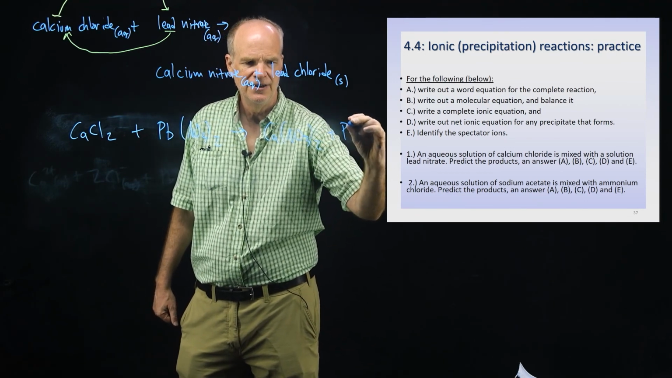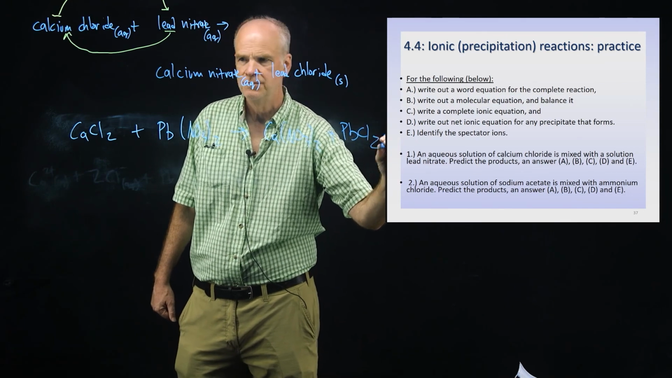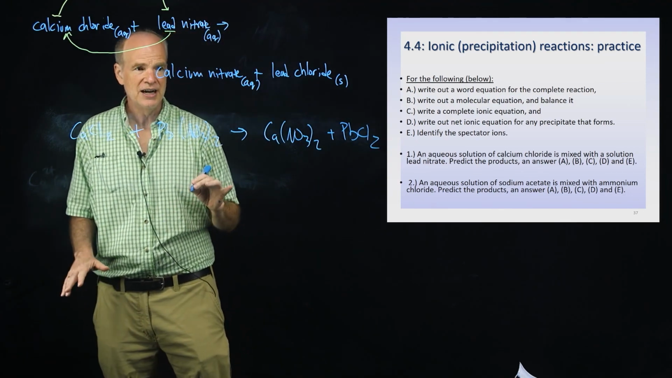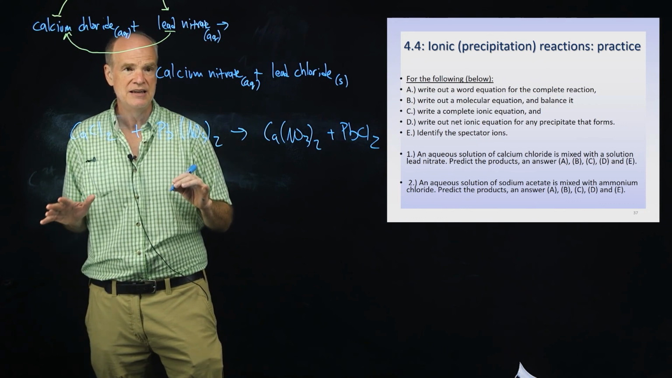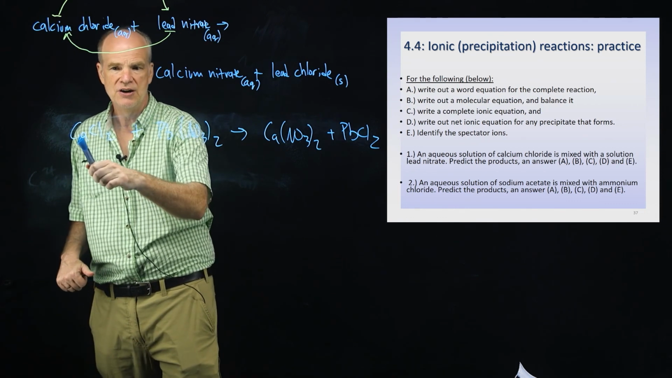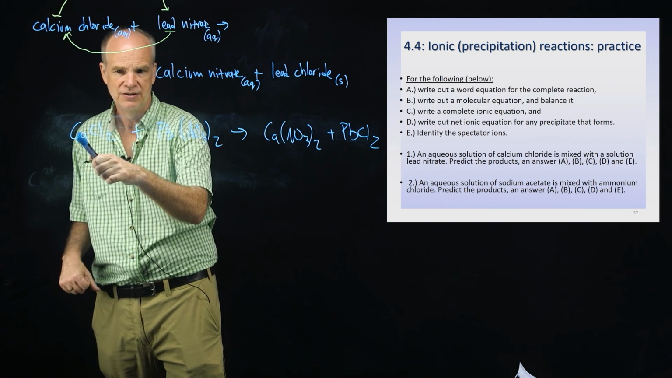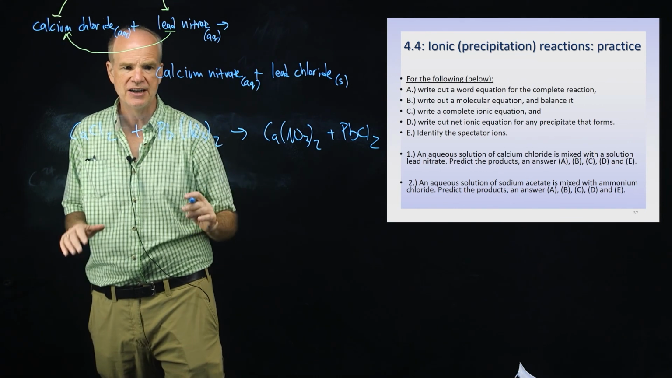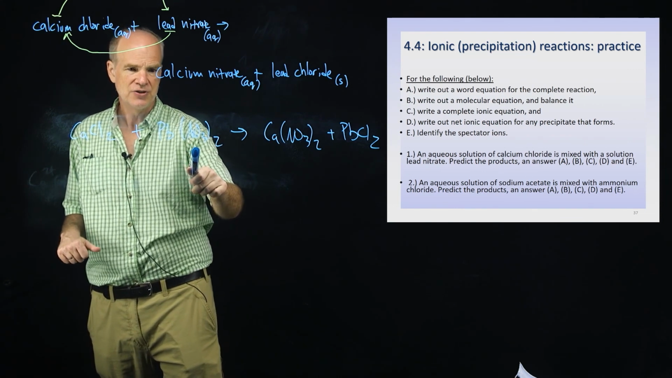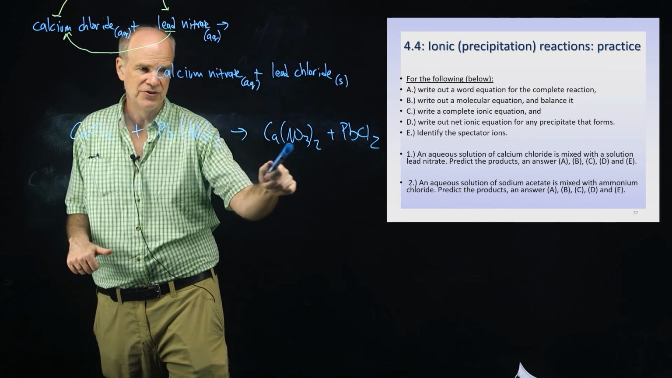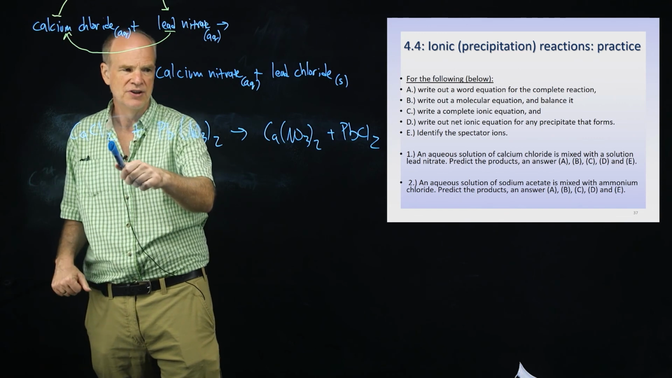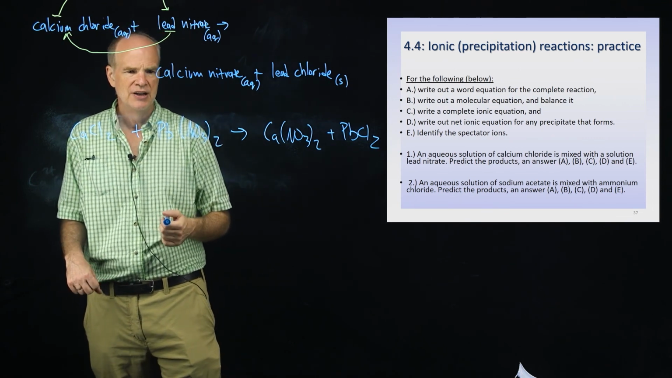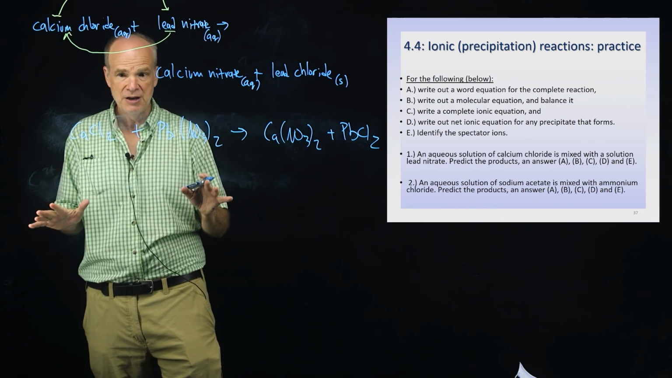plus lead chloride. Okay, so one thing I definitely want to do is just to make sure that this equation is balanced before I go any further. So here I have one calcium on the left side of the equation, one calcium on the right. Calciums are balanced. Nitrates on the left are balanced with nitrates on the right. How about chlorines? Two on the left, two on the right, those are balanced, and the leads are balanced. So this appears to be a balanced equation.